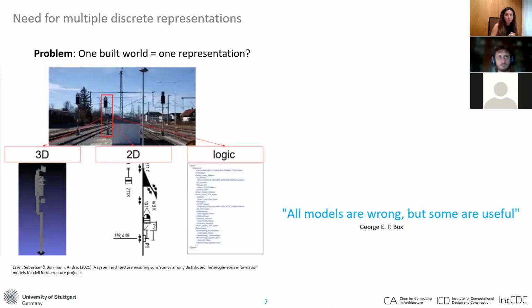I got this image from research from TU Munich. It was presented last year at the European Conference on Product and Process Modeling, where they tackled a similar modeling question. They had distributed heterogeneous information models, and the question is, do we need one monolithic model or do we need multiple representations? They were working with railways, as we see. Do we need a 3D model? Do we need the logic behind it? What is the model of the system? There is not only one model, but there are different models that are useful for different tasks.